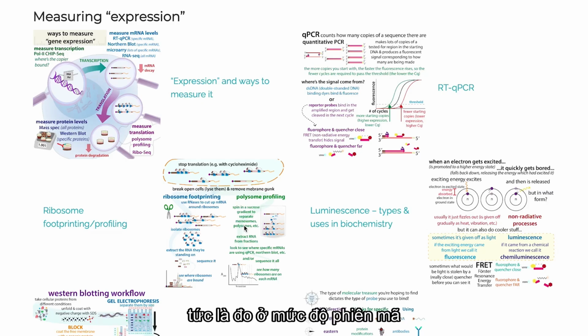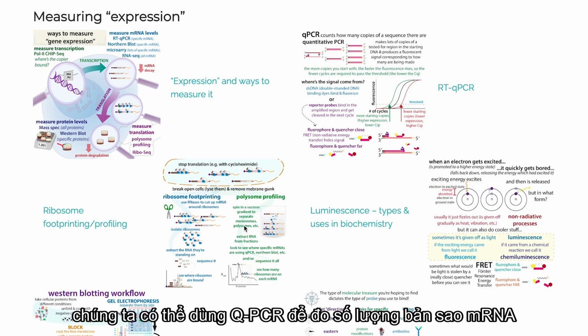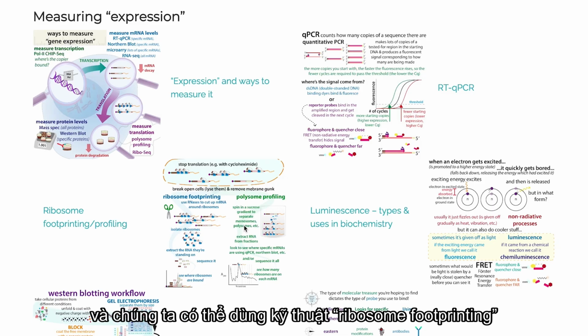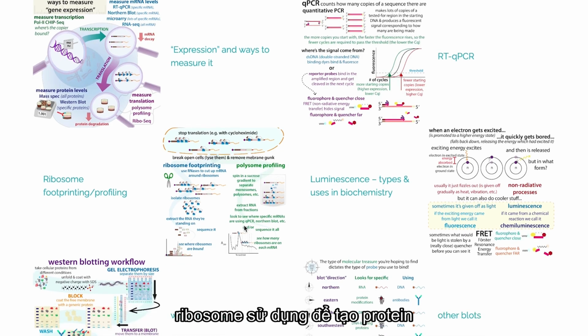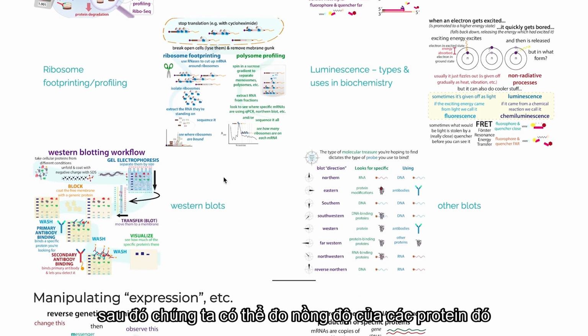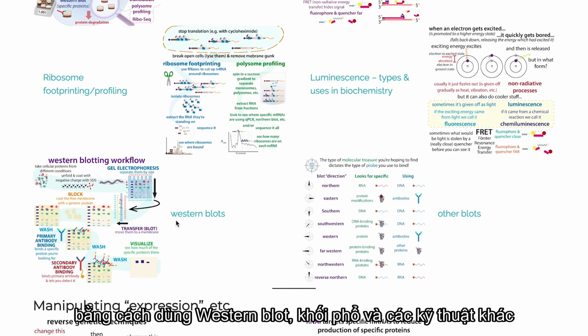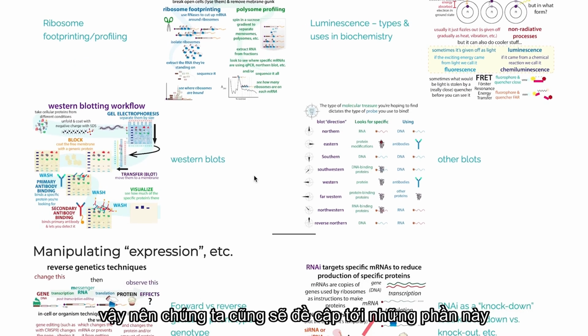are getting made, so measuring at the level of the transcription. We can use qPCR to measure how many mRNA copies there are, and we can use ribosome footprinting and profiling to see which mRNAs are being actively used by the ribosomes to make proteins, and then we can measure the levels of those proteins using Western blots and mass spec and things like this, so we'll get into those.